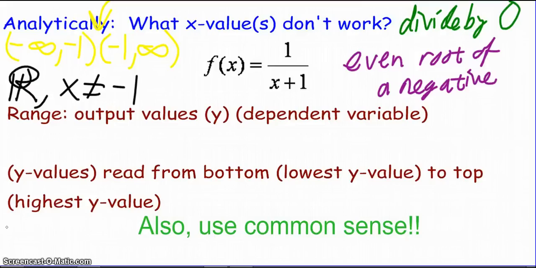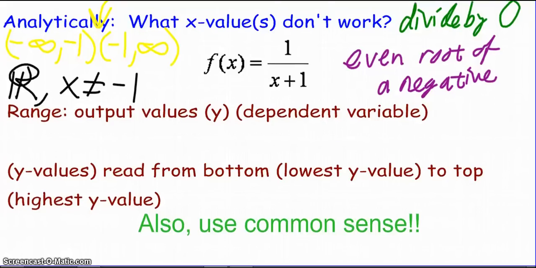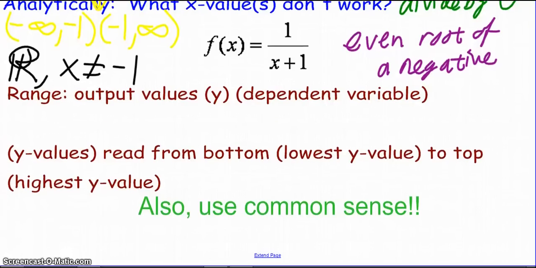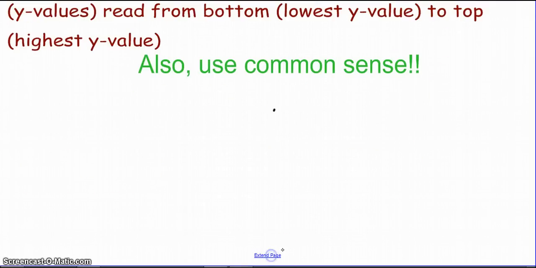Range is the output value, so this is most of the time the y. Again, it does not have to be y. It's whatever the output of the function is, though. This is what we usually call the dependent variable. This is more difficult to figure out analytically, so most of the time we just do this graphically. So we read from bottom to top, the lowest y values to the highest y values.